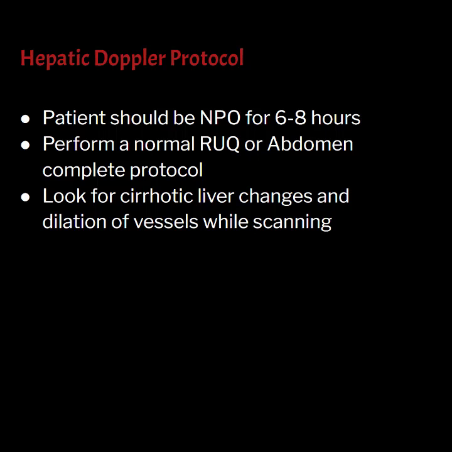We are still going to perform a complete normal right upper quadrant or abdomen complete protocol, taking all of our grayscale images. While we are conducting the abdomen protocol, we want to make sure that we are looking for cirrhotic liver changes and any dilated vessels that we'll want to interrogate when we perform the Doppler portion.